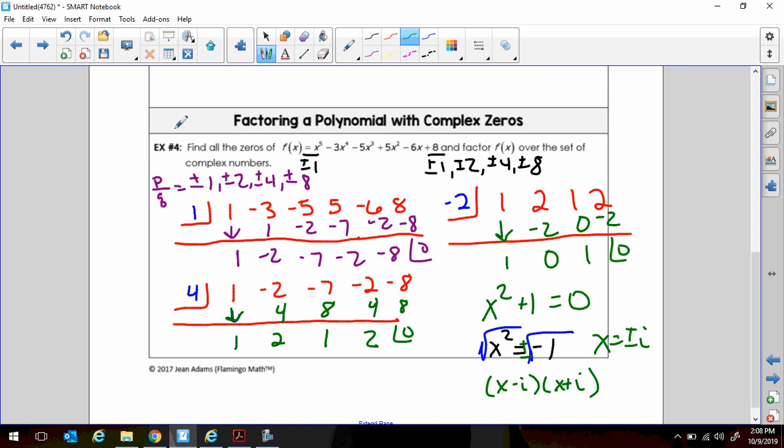Also, they want all the zeros. We have these are our zeros. And we want all the factors. I'm just going to write them all together. x minus i, x plus i, x minus 1. Change the sign. x minus 4. And one more, x plus 2. Alright, these are my factors.